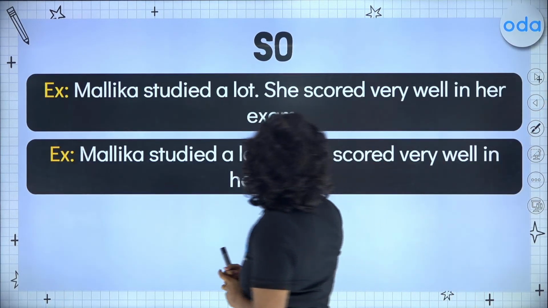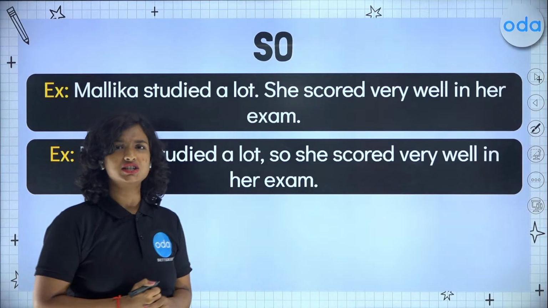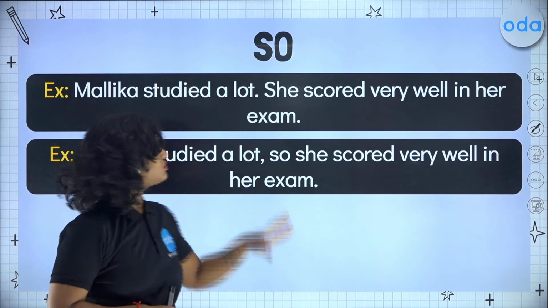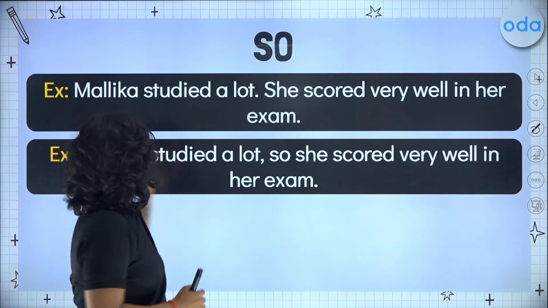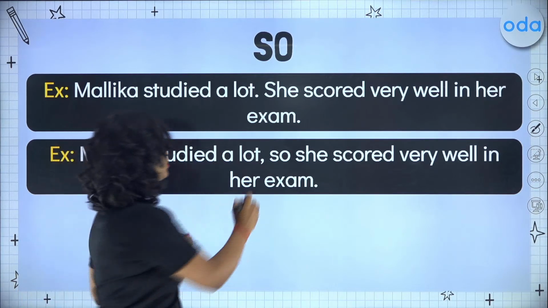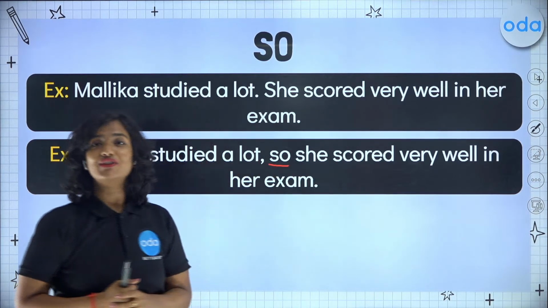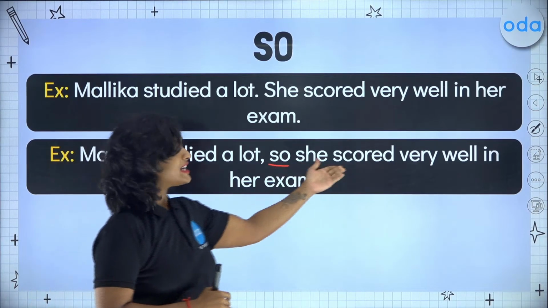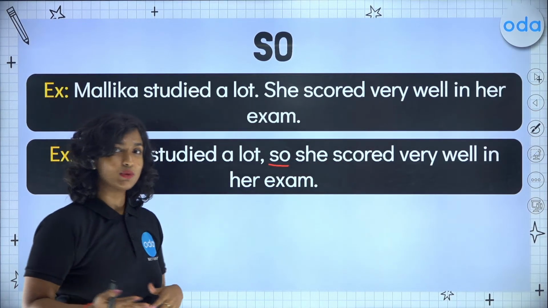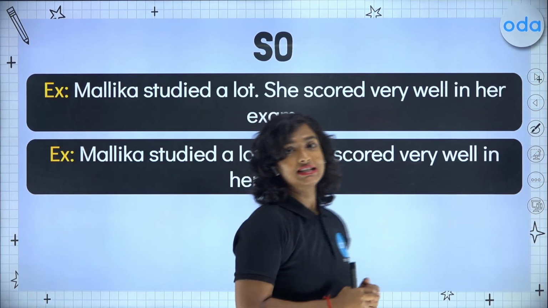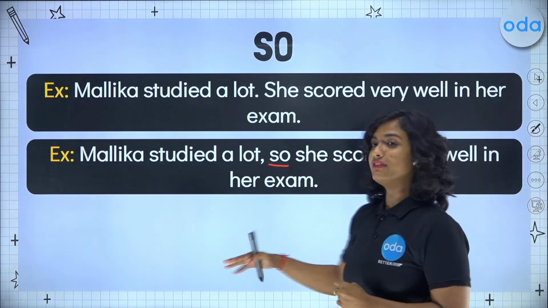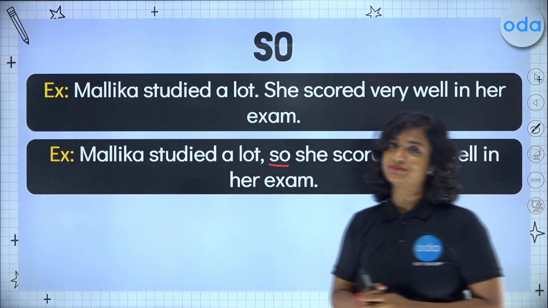Malika studied a lot. She scored very well in her exams. Now, once again, you see a clear consequence here. Malika studied a lot, so she scored very well in her exams. The second part of the sentence is a consequence of the first part of the sentence. She scored very well because she studied a lot.